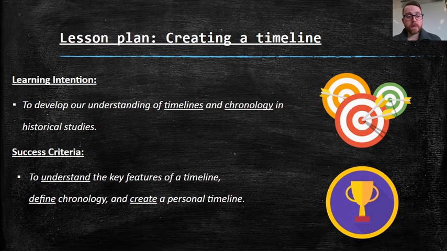So our learning intention is to develop our understanding of timelines and the term chronology, which you might have heard before. It's a bit hard to pronounce, but I assure you it's easy to understand. And we're looking at that in historical studies, obviously. Our success criteria is to understand the key features of a timeline, define that term I mentioned before, chronology, and also create a personal timeline. I'm not going to get you to create a timeline of ancient Rome or ancient China just yet.